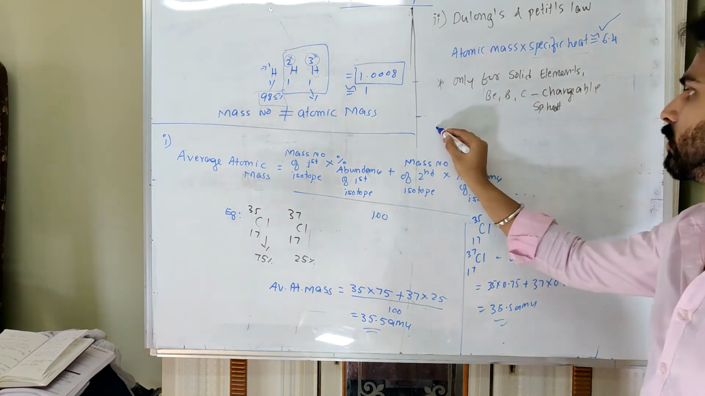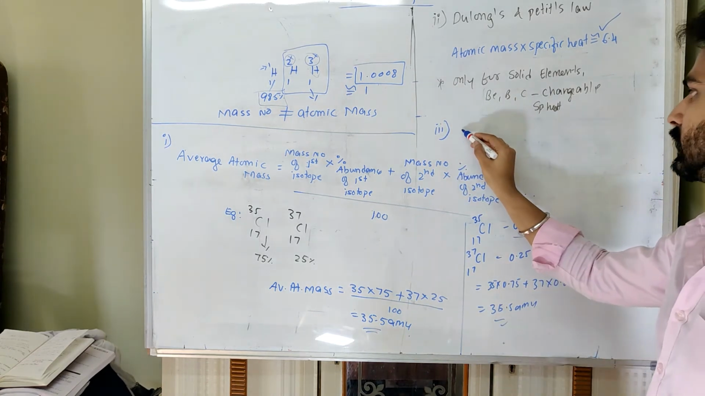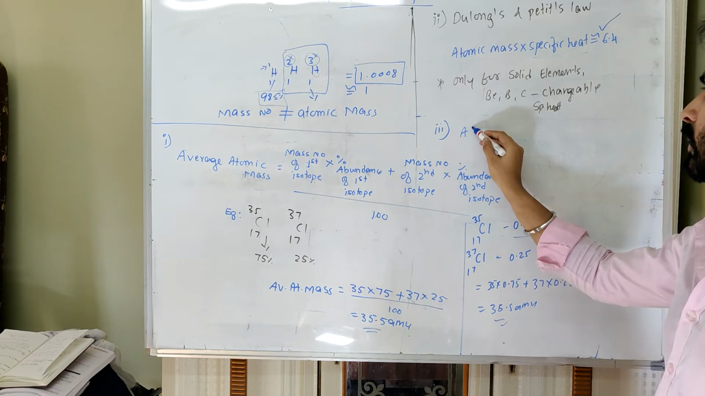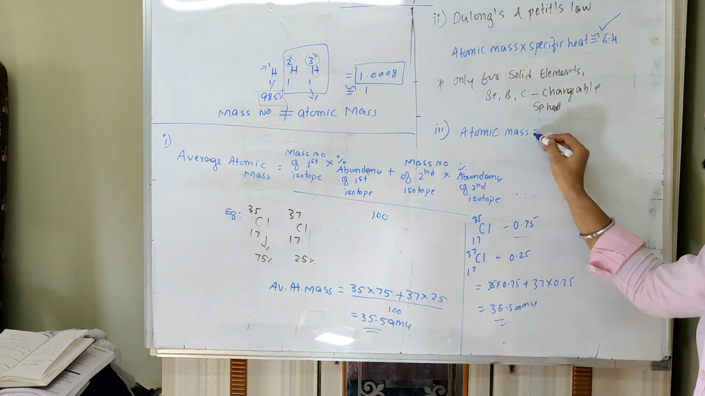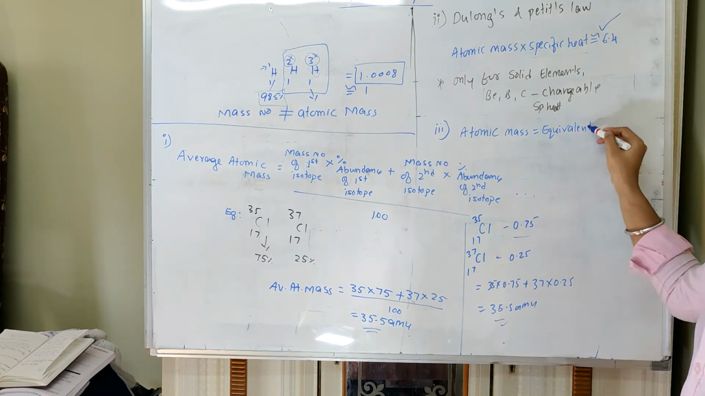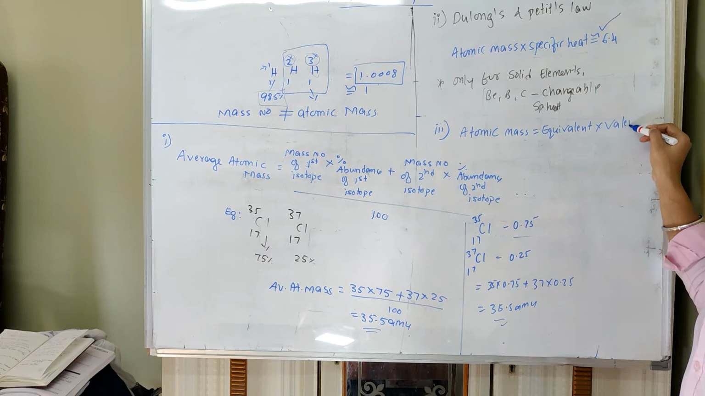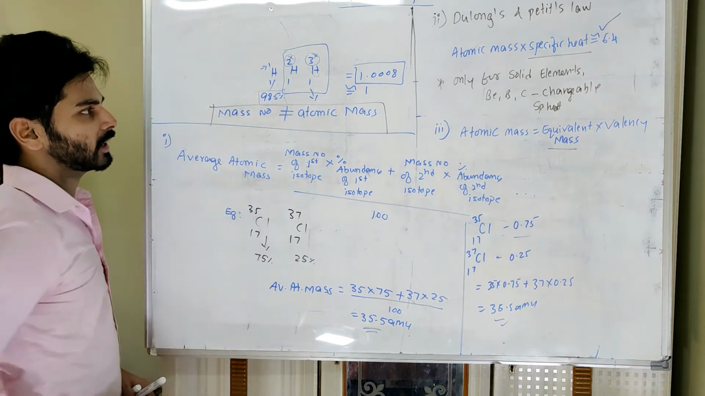There is one more formula that you have to remember. That is, atomic mass is equal to equivalent mass into valency. So then mass number may vary.